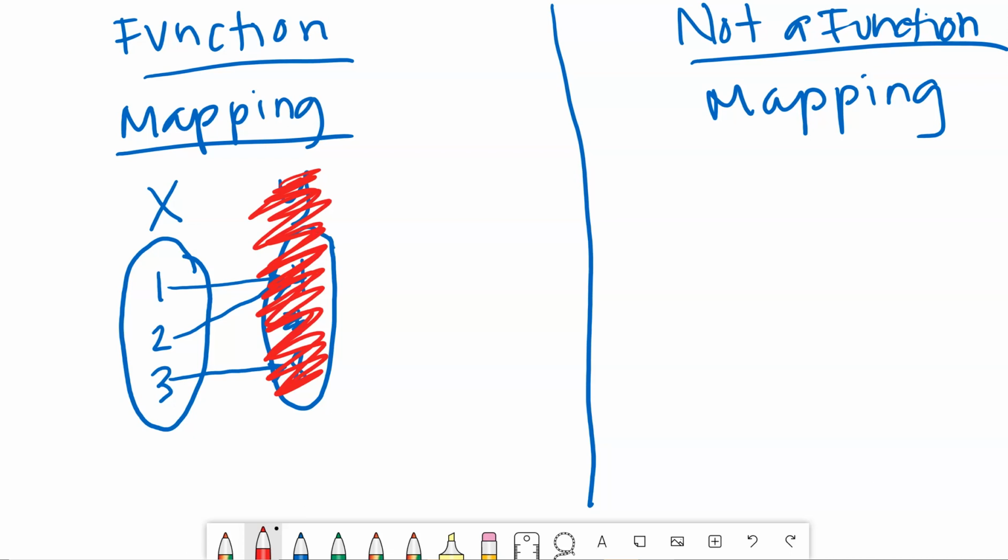You have to see only one arrow coming out from each x. So only one arrow. Is there one arrow here? Yes. Is there one arrow here? Yes. Is there one arrow here? Yes. So what does that mean? That none of my x's are being repeated. So this one is a function.